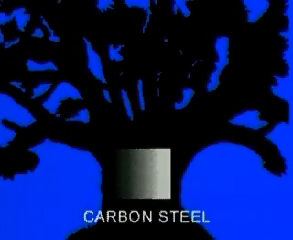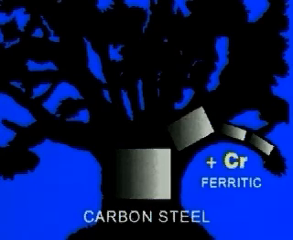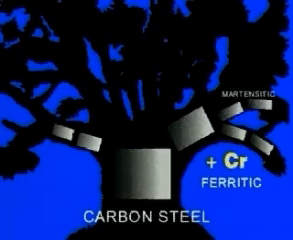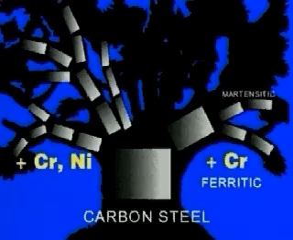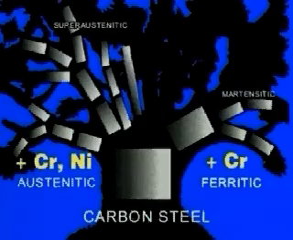The trunk is carbon steel, and its closest relations are low-carbon ferritic steels containing chromium. These are relatively soft, but increasing their carbon content converts them into hard and strong martensitic steels. Steels in this branch contain both chromium and nickel. The nickel produces an austenitic structure which makes the steel tough and ductile. Adding more alloy elements to this austenitic structure produces special steels for very aggressive environments.